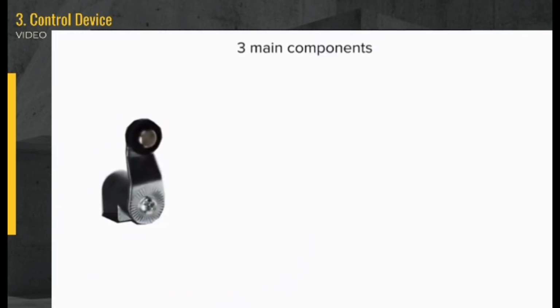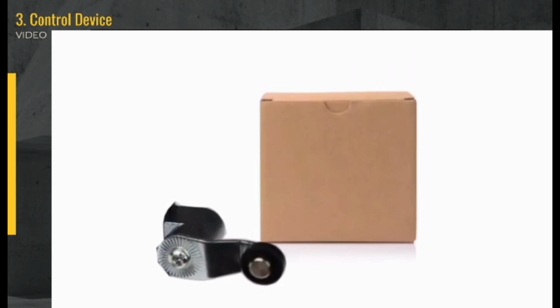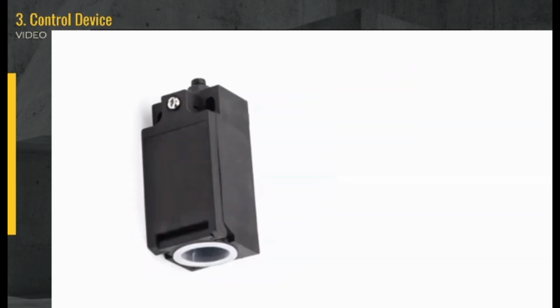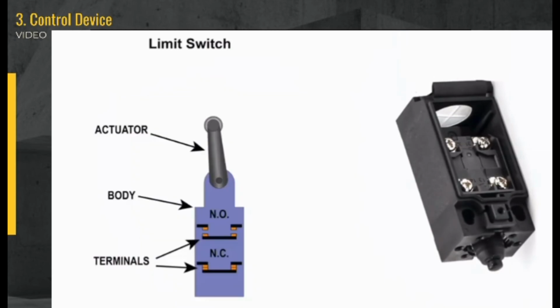Most limit switches are composed of three main components. These components are the actuator, the body, and the terminals. The actuator is the part that comes in contact with the target. The body is where you will find the terminals that will be wired. The contacts inside the body can consist of normally open and normally closed and can be either maintained or momentary.